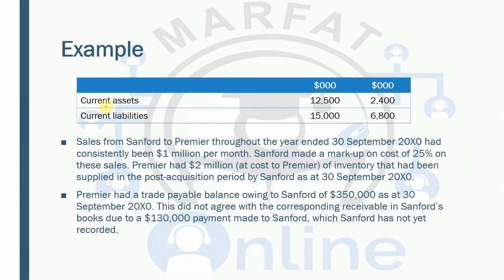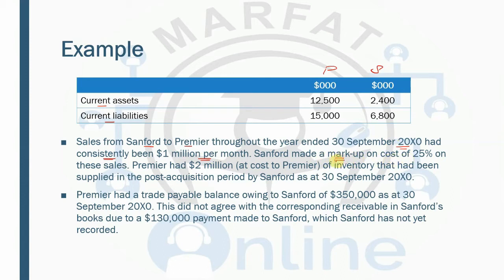So you see the current assets we have of the parent and the subsidiary, and then we have the current liabilities of the parent and the subsidiary. Sales from Sanford, which is the subsidiary, to Premier, which is the parent, throughout the year ended 30th September 20x0 had consistently been 1 million per month. Sanford made a markup on cost.